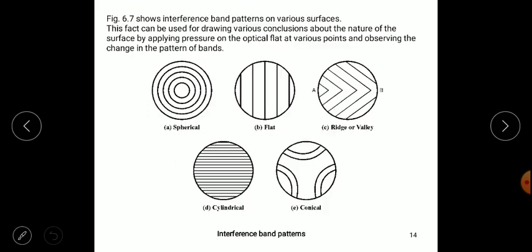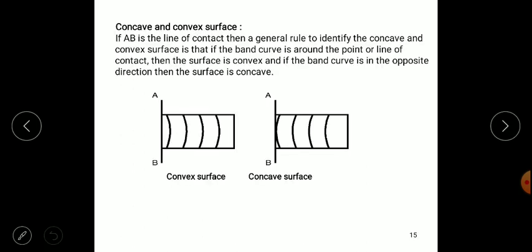Same case, suppose if it is spherical, we'll get a circular pattern. If it is flat, we'll get a straight line. If it is a ridge or valley, we'll get a conical pattern, or say for cylindrical, very bright, or with a curve. Likewise for convex and concave.